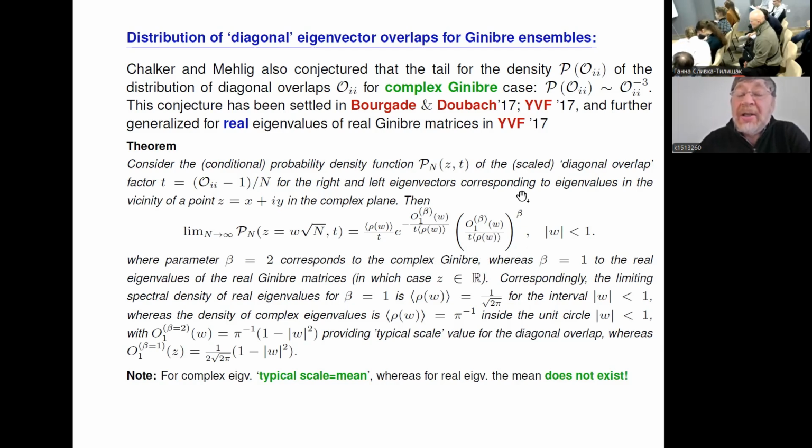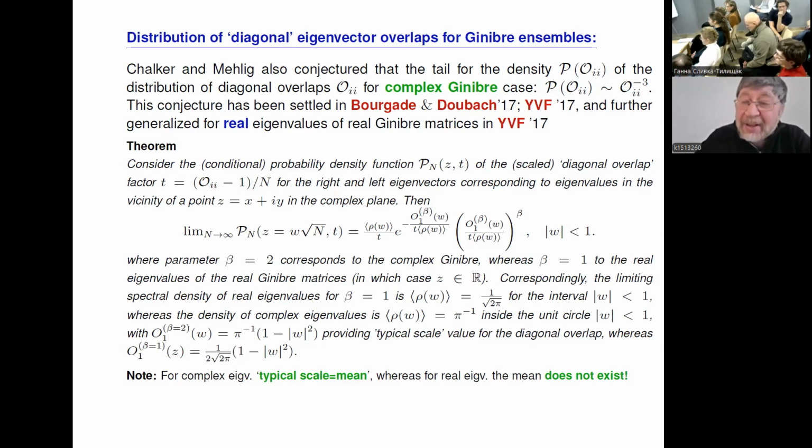So if the tail is 1 over cube, then the mean exists, but higher positive integer moments diverge. So the Choker-Melech correlator, in fact, is the only integer moment which is finite for beta equal 2, but for beta equal 1, even the mean does not exist. It's just the typical value, because for a tail decaying as 1 over t squared, the mean will be logarithmically divergent.